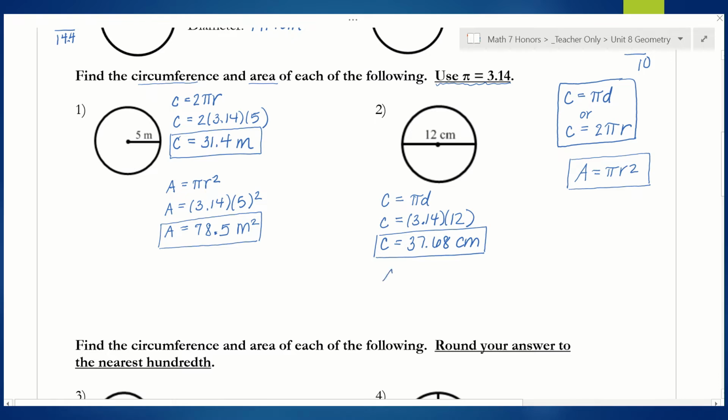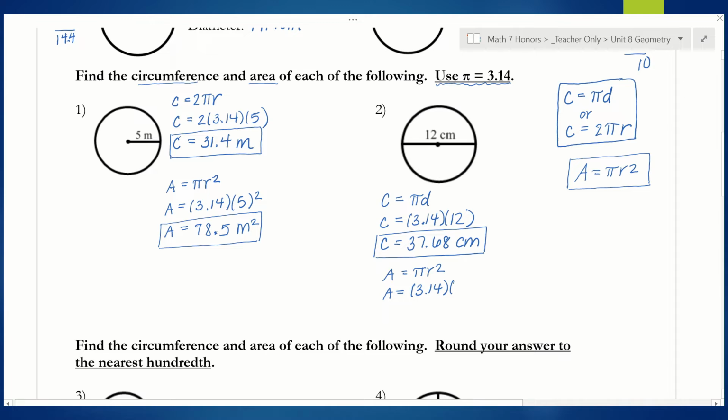Okay, let's do the area. Remember, we only have one choice for our area formula. So even though I know the diameter, I can't use that in my formula. So I'm going to put in 3.14 for pi, but we have to figure out the radius.